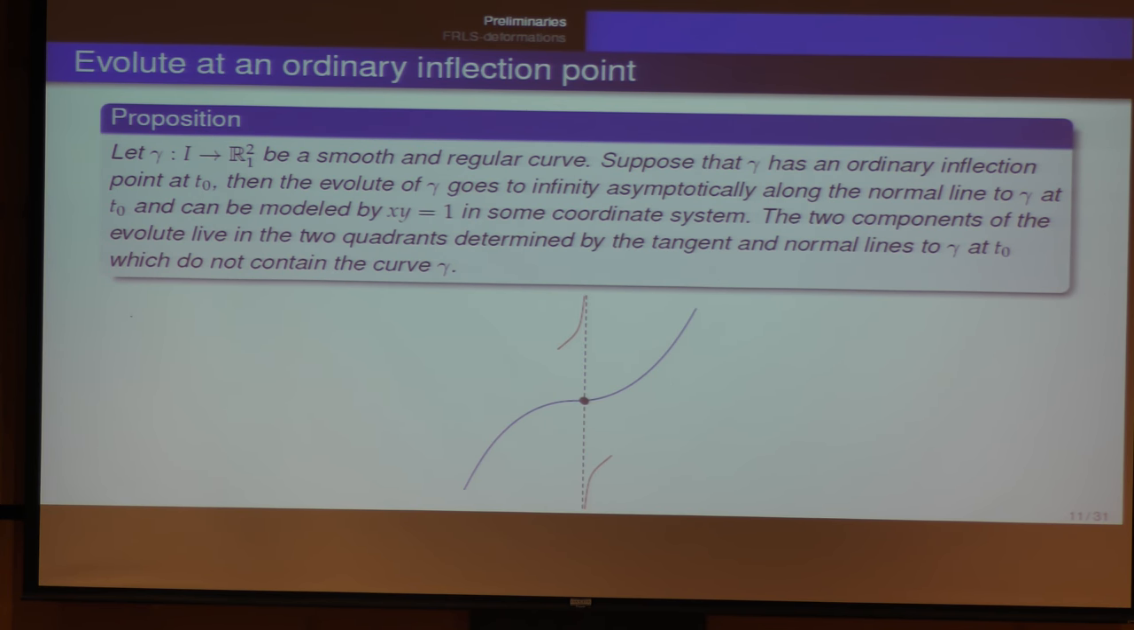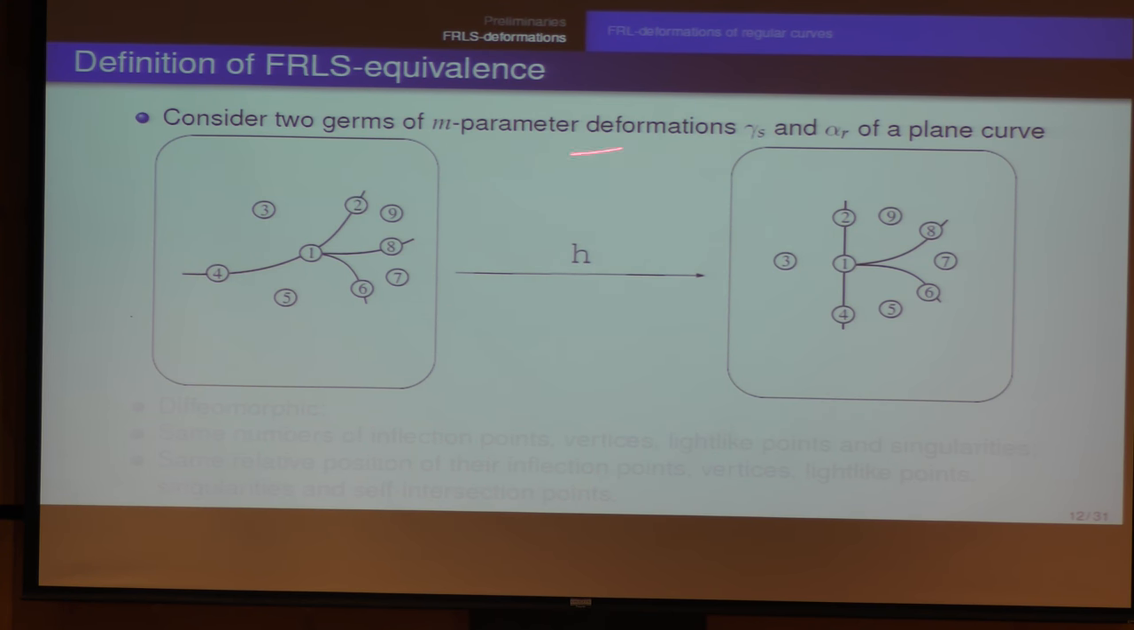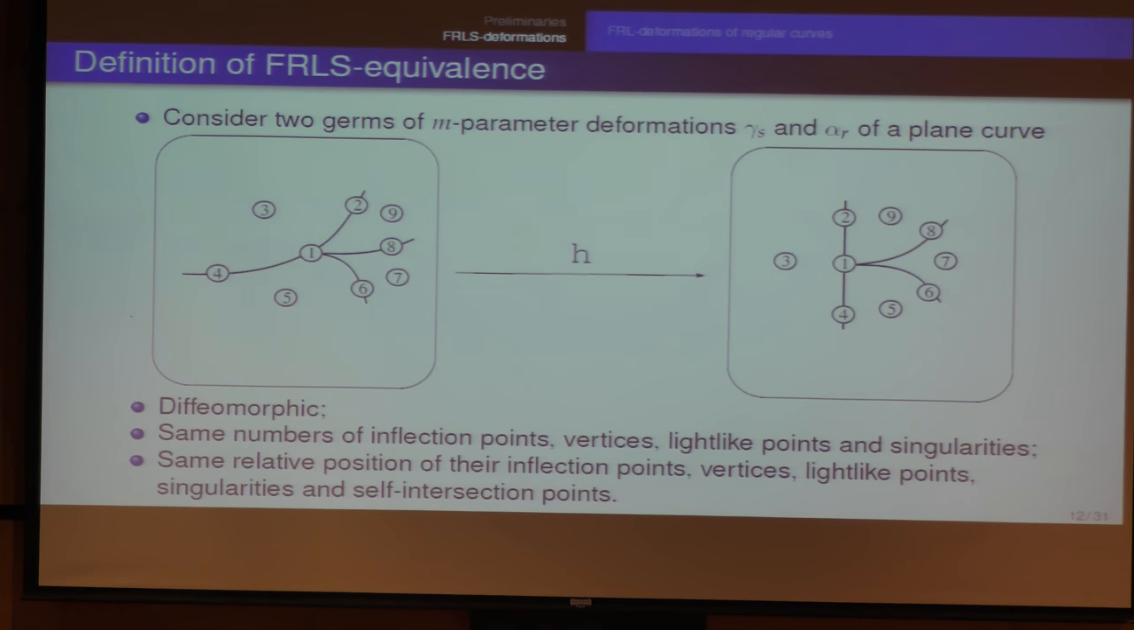In the work of Salarinoghabi and Tari, they called the method FRS deformations of plane curves. Here we call it FRLS deformations of plane curves. F for flat, R for round, L for light-like, and S for singular. Okay. Let us see what concerns this method. Here we have the following situation. Consider two germs of m-parameter deformations, gamma s and alpha r, and we consider also the parameter space of gamma s endowed with a stratification, such that in each stratum all the curves have these three properties. They are diffeomorphic, they have the same number of inflection points, vertices, light-like points, and singularities, and they have the same relative position of their inflection points, vertices, light-like points, singularities, and self-intersection points.